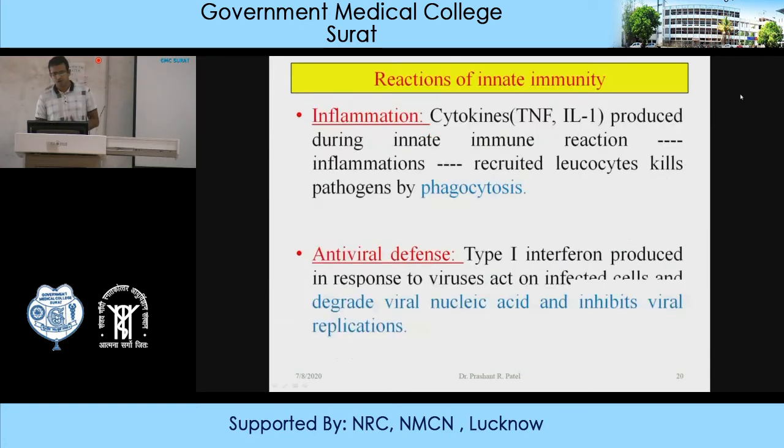There are two types of reaction in innate immunity: inflammation produced by various cytokines like tumor necrosis factor and interleukin-1, and the antiviral defense mechanism. Type 1 interferon is produced by engagement of toll-like receptors, and it produces cytokines which degrade the viral nucleic acid and inhibit viral replication. Thus, the innate immune system also works against viral infection.